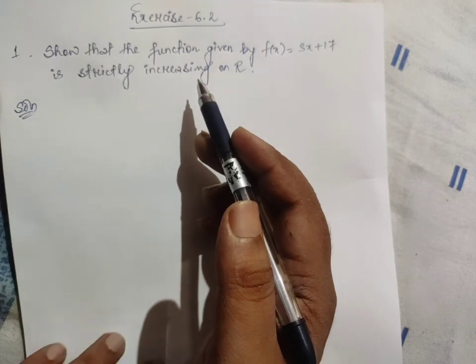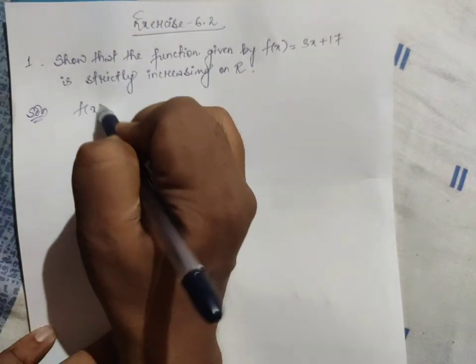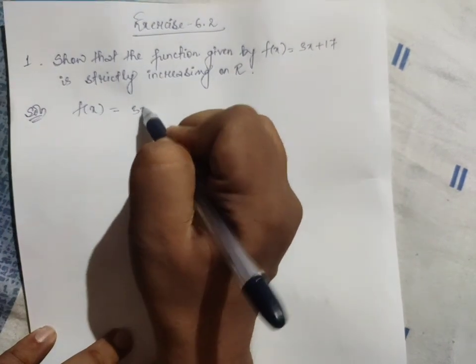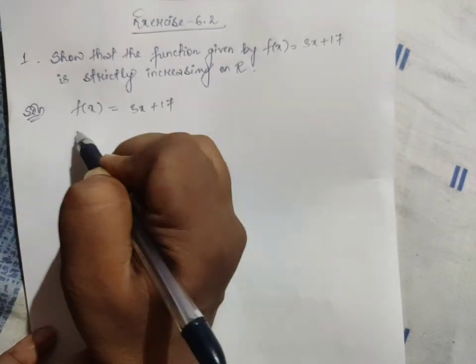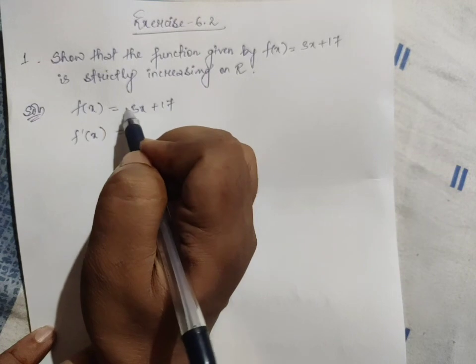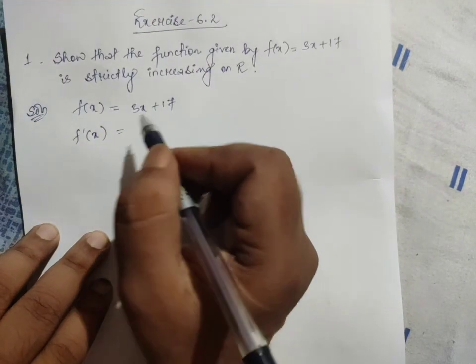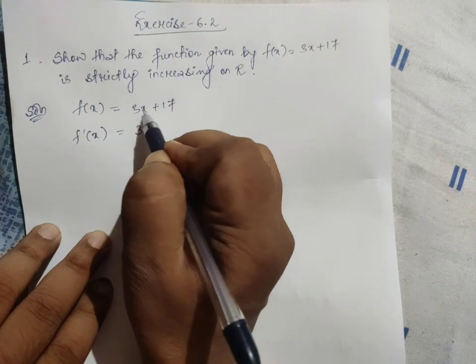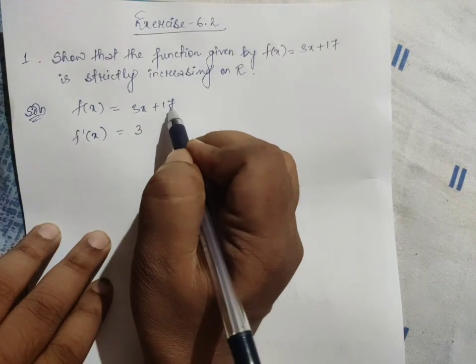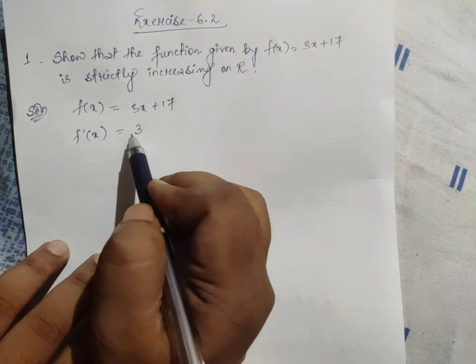So we have to find f dash x. Here f of x is given 3x plus 17. Now we have to find f dash x. F dash x means the derivative of f x. If you differentiate this 3x, you will get only 3, right? And if you differentiate 17, constant term, you will get 0. So we are getting f dash x equal to 3.